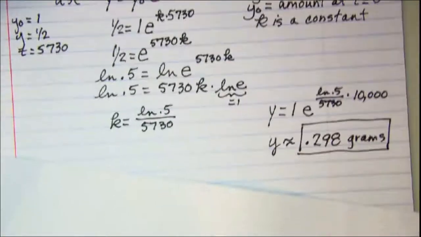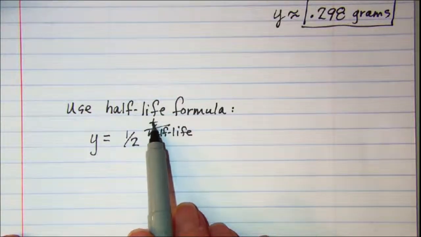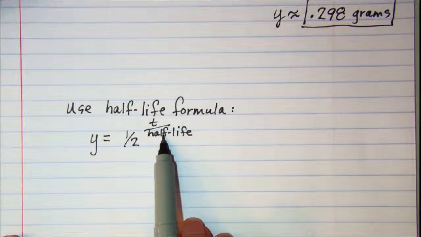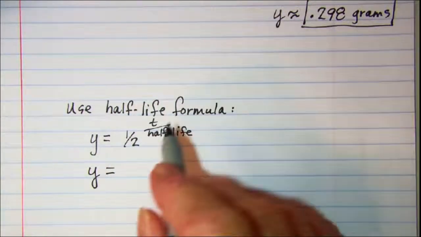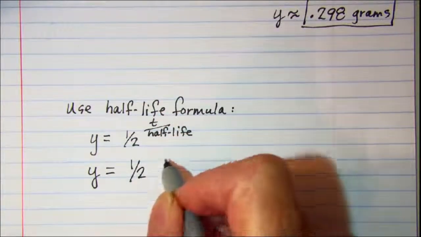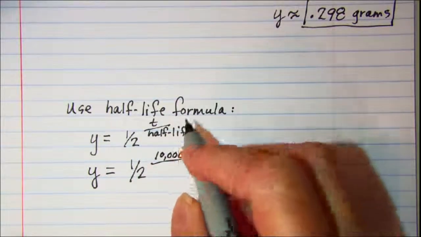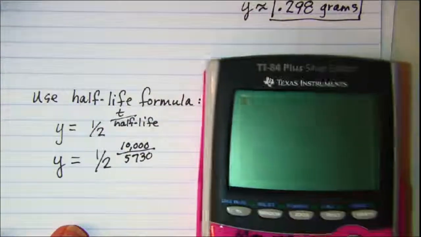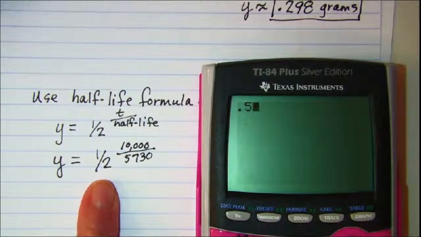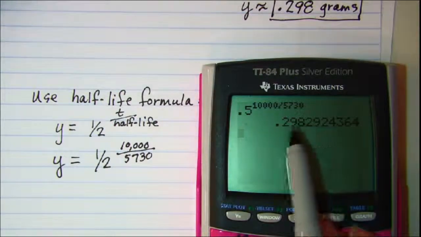Now let's use our half-life formula. The half-life formula just requires that I put my time in the numerator of the exponent and my half-life in the denominator. So I should get the same amount here, the 0.298 grams. So we have 1/2 raised to the 10,000 divided by, and then the half-life we know was 5,730. So 1/2, like 0.5, raised to the 10,000 divided by 5,730. So again, 0.298.